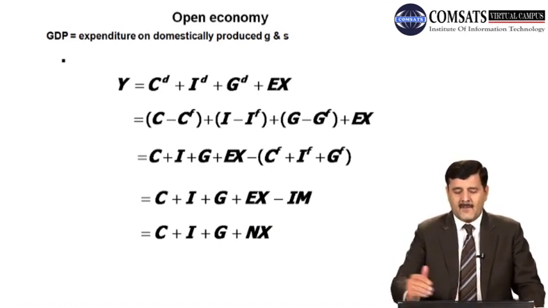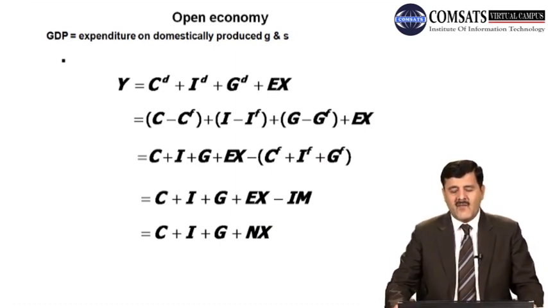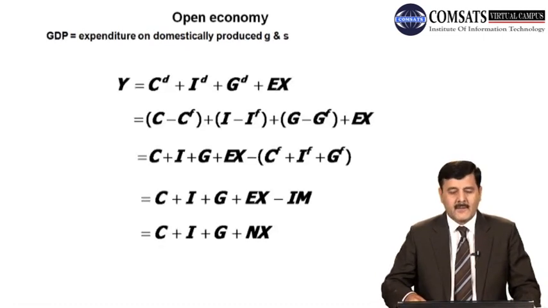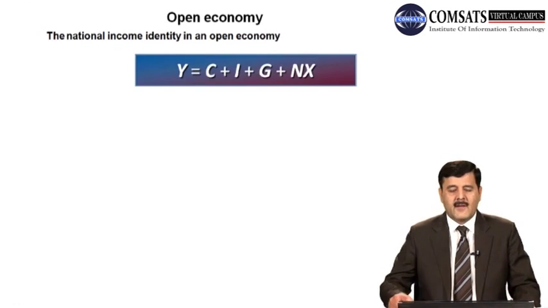But usse humne how we have derived the equation for an open economy. So we get the national income identity. We started from the income identity of a closed economy. So that was Y is equal to CD plus ID plus GD plus EX. So from this equation, we will try to find out the national income identity in an open economy.